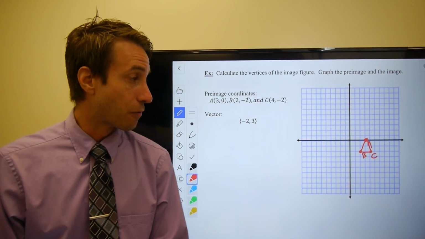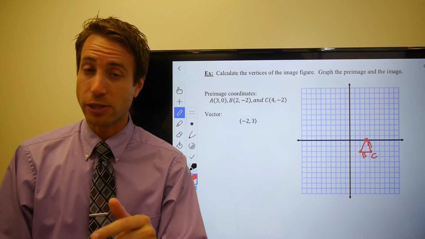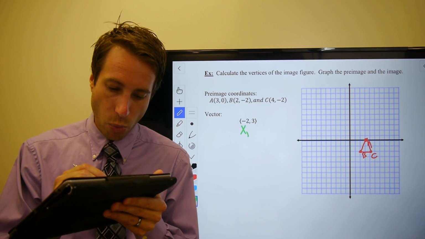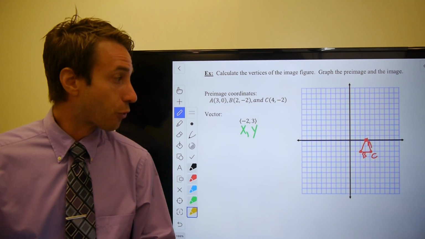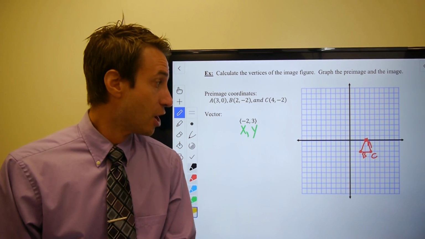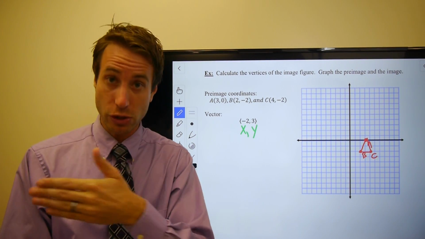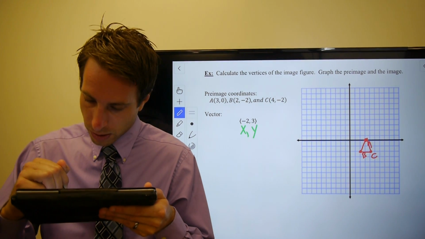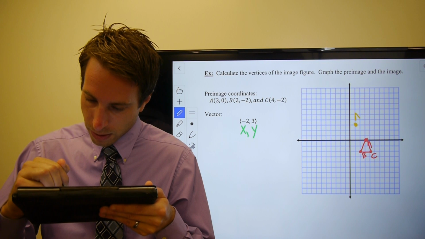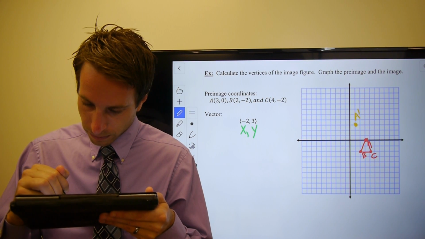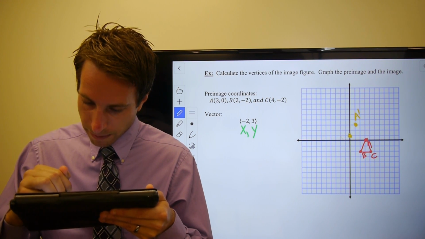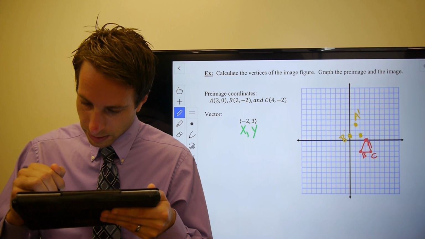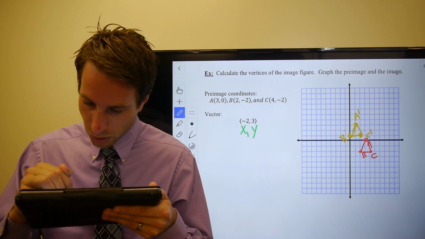Now let's go ahead and perform our translation based on my component vector. Again, remember the X is always given first. The Y is given second. What they're looking for you to do is translate every point 2 units in the negative direction, so 2 units left and 3 units up. We can do that. That's going to put A prime right there, B prime right there, C prime right there. Draw the triangle.